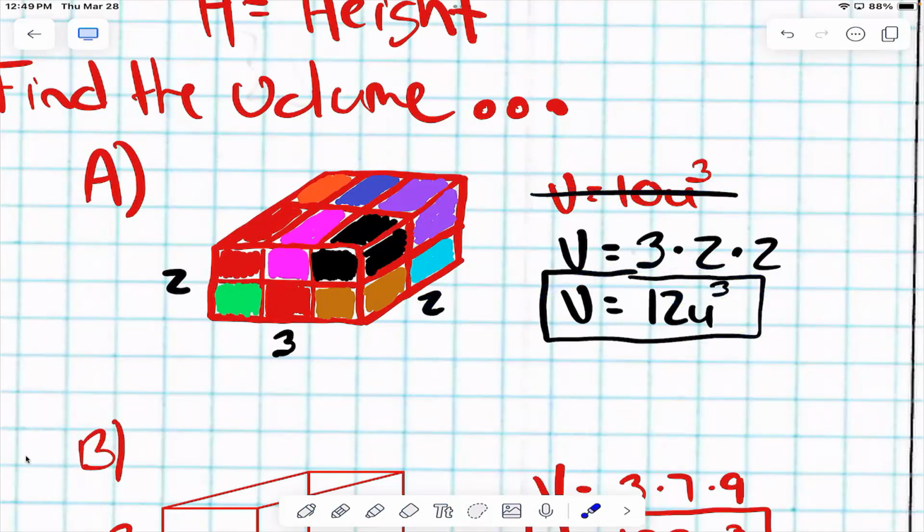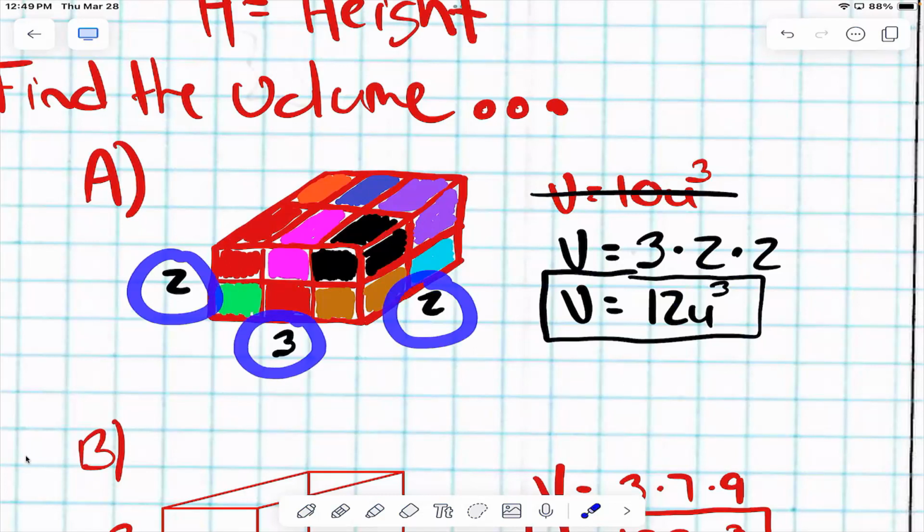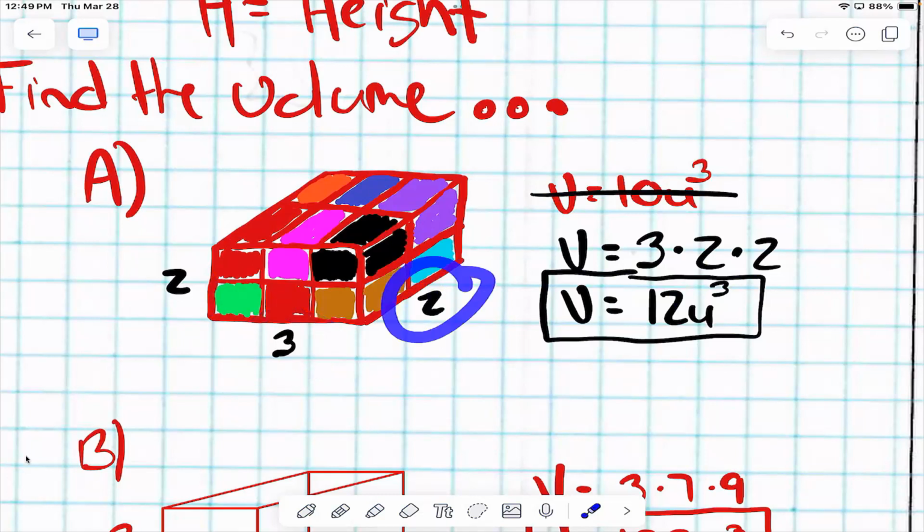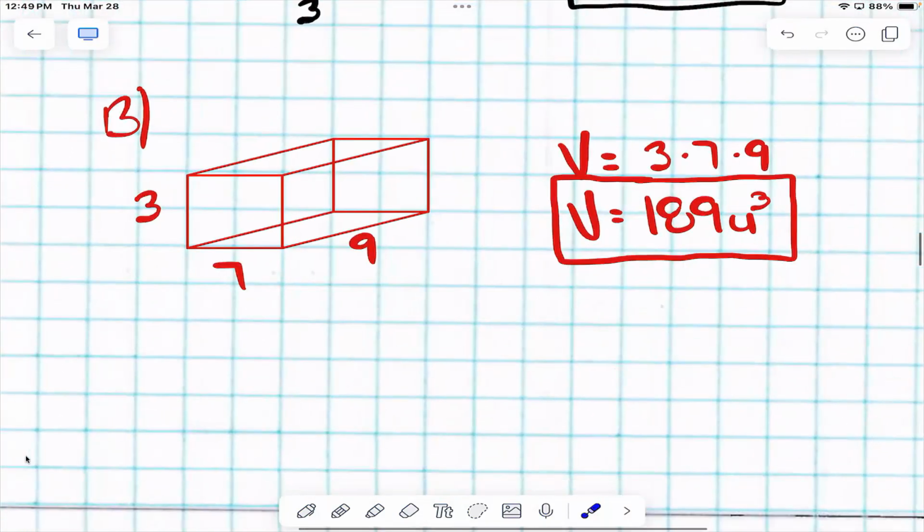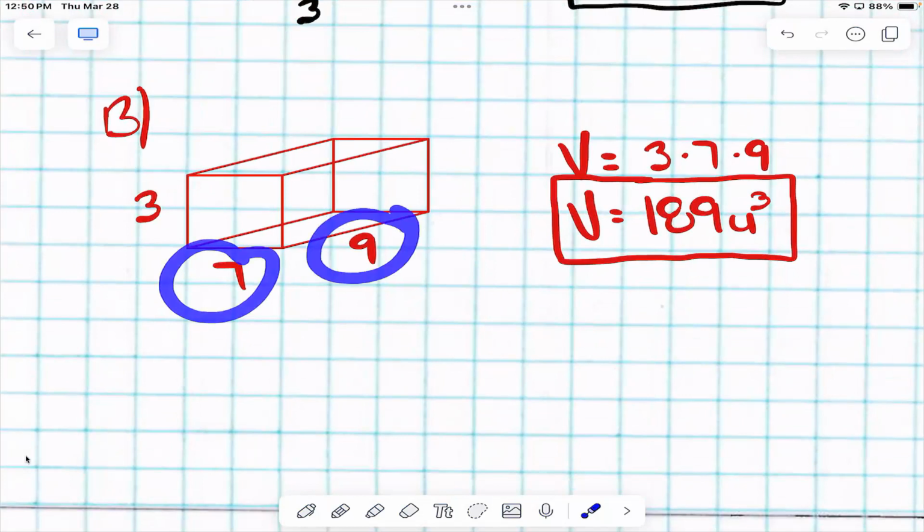Is it better to try to count them and figure out which ones are missing? Or should you just use the dimensions? I just use the dimensions. 3 cubes long, 2 cubes deep, 2 cubes high. Plug them in, yes? Sweet. Another example right here. Length times width times height, yes? Last one.